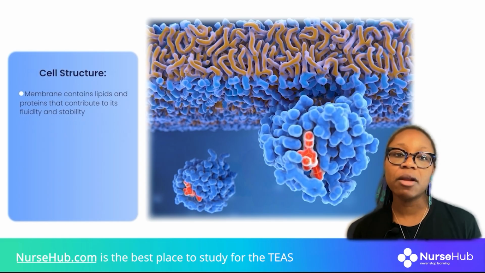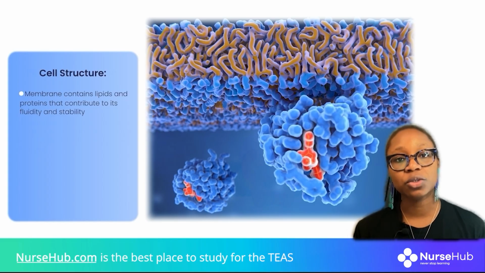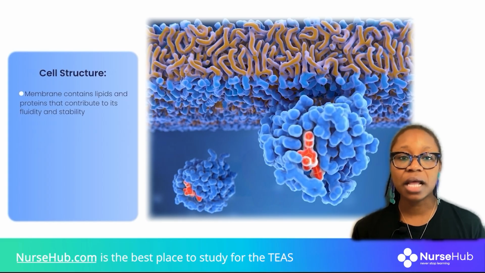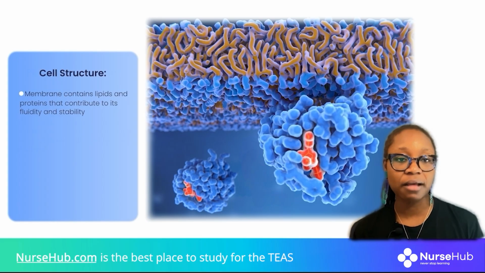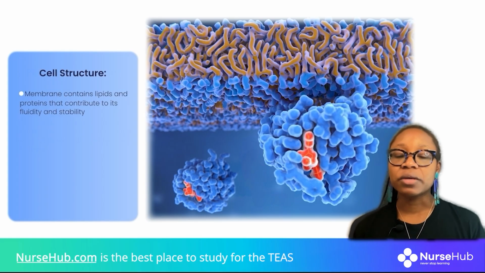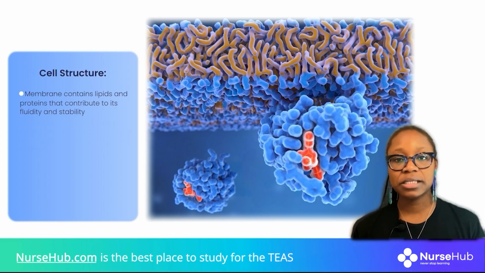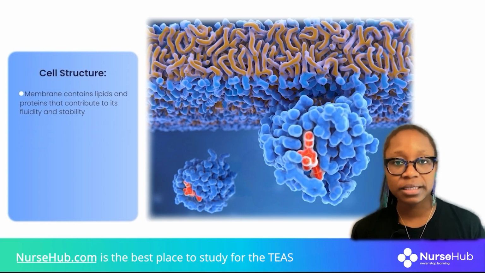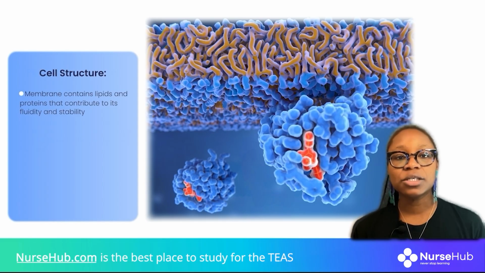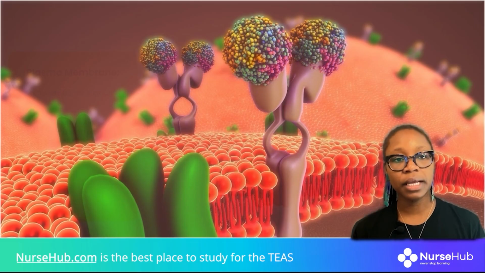Finally, the cell membrane also plays a role in maintaining the structural integrity of the cell. The membrane is anchored to the cytoskeleton, a network of protein filaments that provide support and shape to the cell. The membrane also contains various lipids and proteins that contribute to its fluidity and stability. This allows it to withstand physical stress and changes in temperature or pressure.